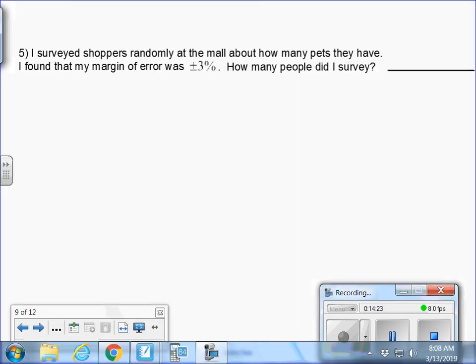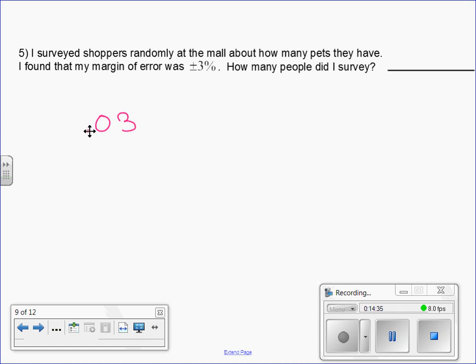I surveyed shoppers randomly at the mall about how many pets they have and found that my margin of error was 3%. How many people did I survey? We did one like this yesterday in class. So I'm going to set that 3% as a decimal. Very important to write as a decimal, 0.03.